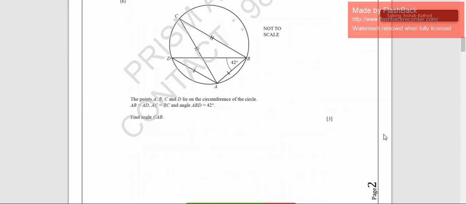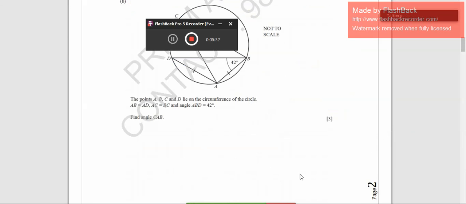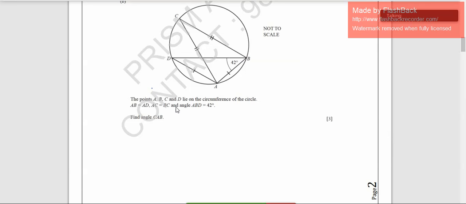The points A, B, C, D lie on the circumference of the circle, means they are a cyclic quadrilateral, correct? Find angle CAB. CAB is asked, so don't write 42, it's not 42. Can I say this is also 42 degrees? Correct? ADB and ACB are equal.